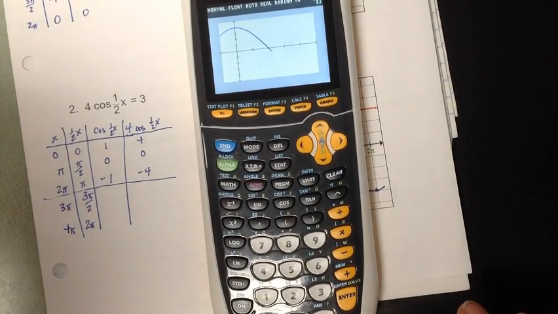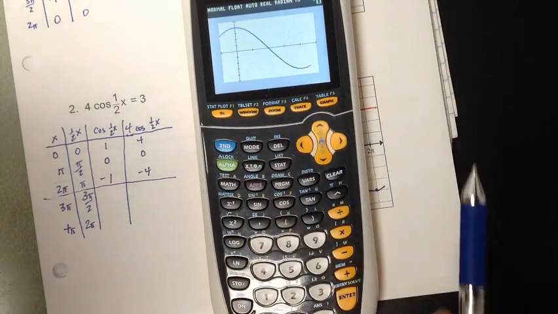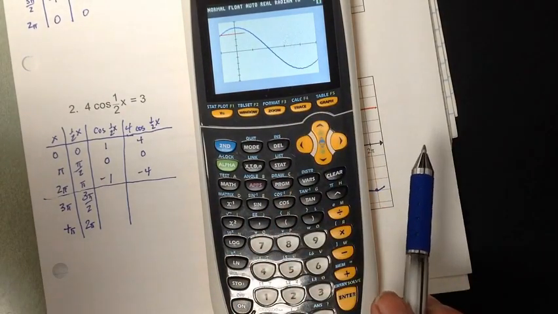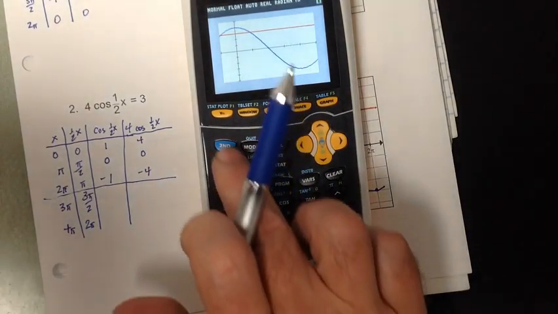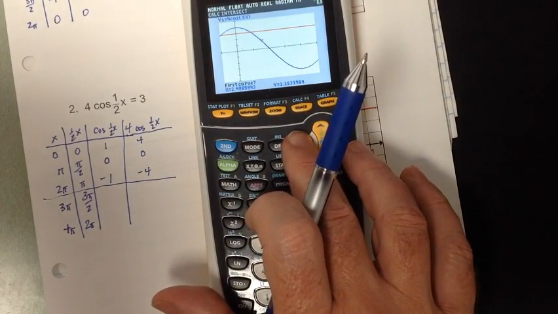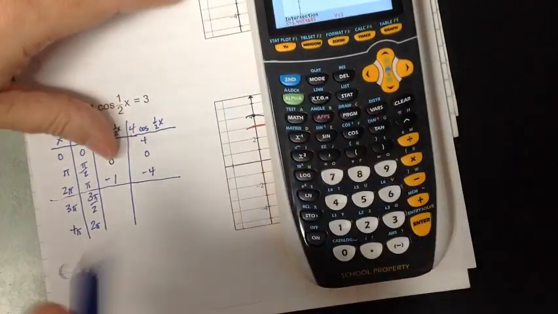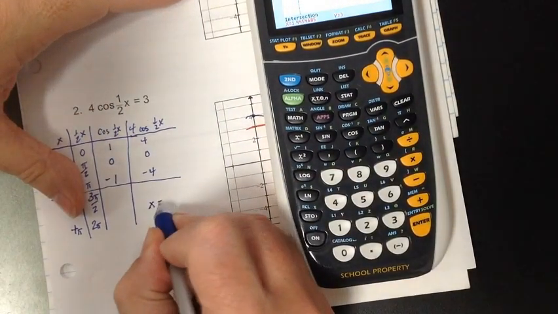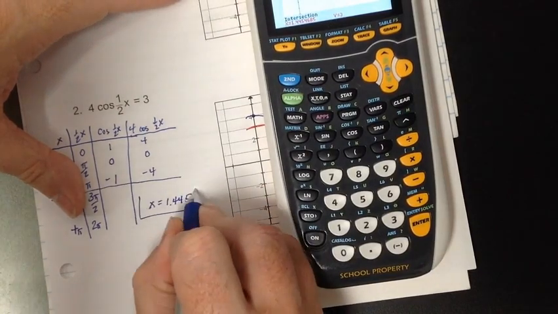So here we go. You can see I'm only going to get from +4 down to -4 at 2 pi here. And there's my -3. I only have the 1 point of intersection. So second trace 5. I'm going to move up here close to it. 1, 2, 3 times on the enter. And I get x equals 1.445.